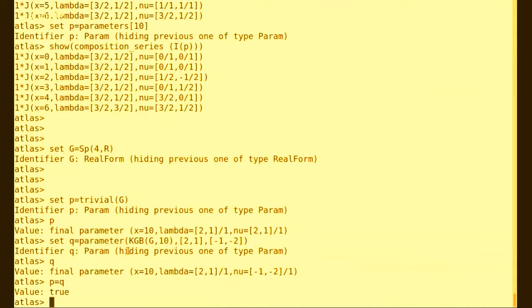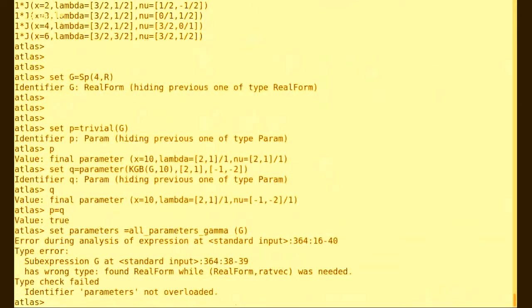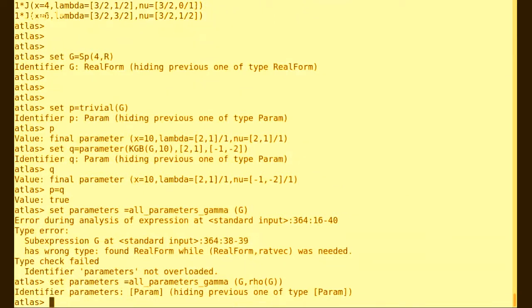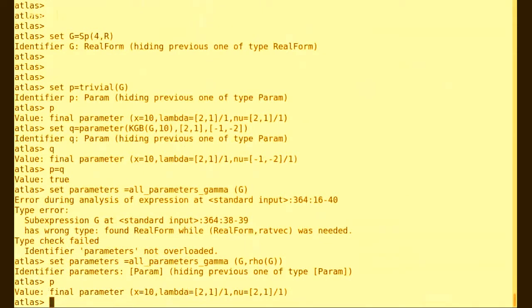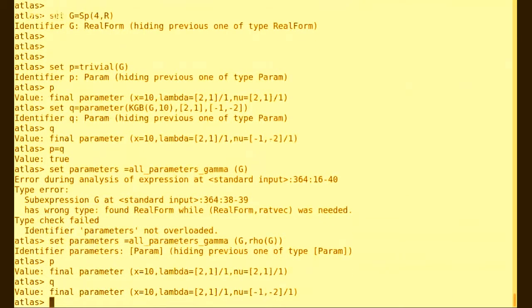So the Weyl group relates these guys P and Q. By the way, there's a convenient function here. Let's set parameters to be all parameters gamma of G. Again, whoops, I forgot, I have to say rho of G. And I have a parameter Q.